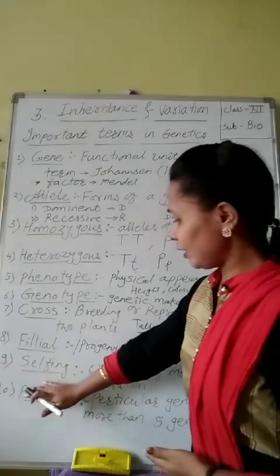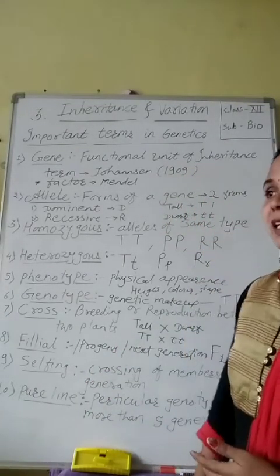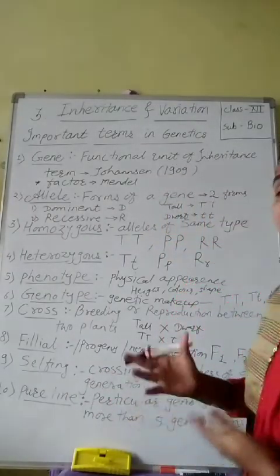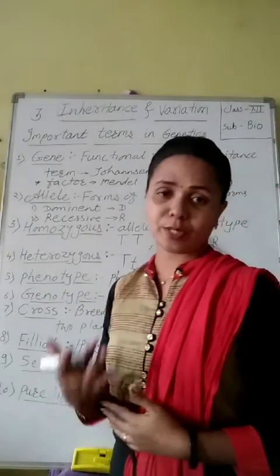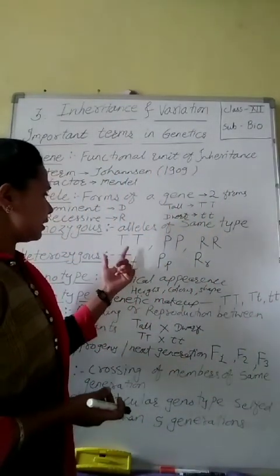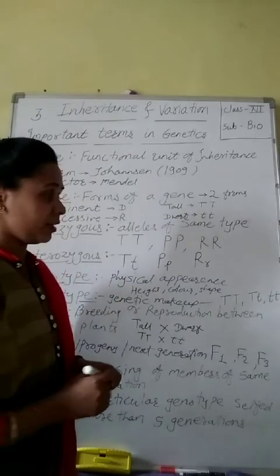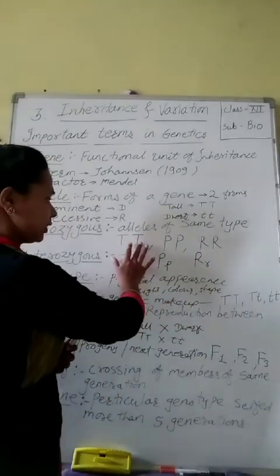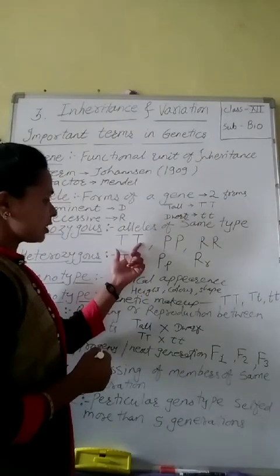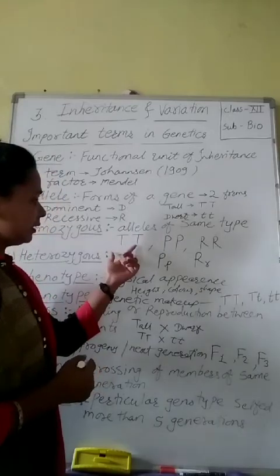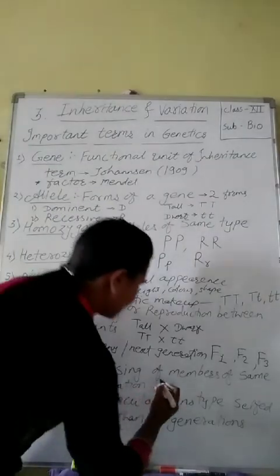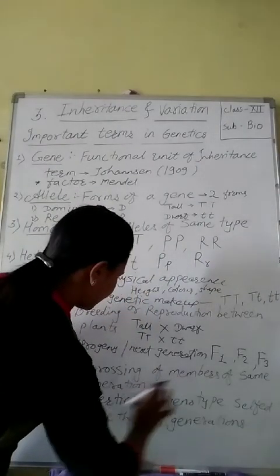Next important term is selfing. What is selfing? Selfing means, suppose, crossing of members of the same generation more than 5 times. Means suppose one parent is there, capital T and capital T, means dominant. We are crossing again with this capital T and capital T, same parents. Again the F1 generation was crossed with them. Again this capital T is crossed with capital T, like that. These are crossings of some generations, crossing of members of the same generation.